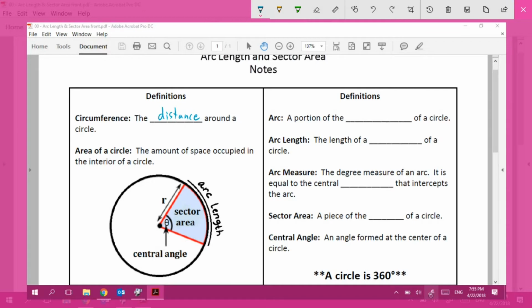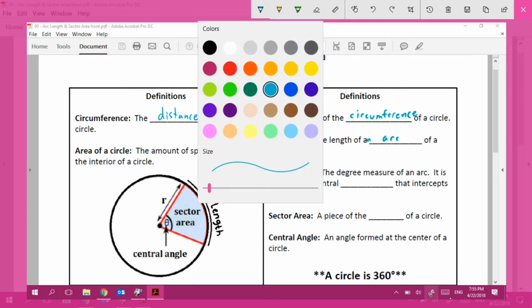All right, now for the definitions relating to arc length. An arc is a portion of the circumference of a circle. So if the circumference is the whole outside of the circle, the arc would be only part of it, just like that. Next, arc length. This may be hard to believe, but arc length is the length of an arc. I know, it's kind of crazy, but that's how it is.